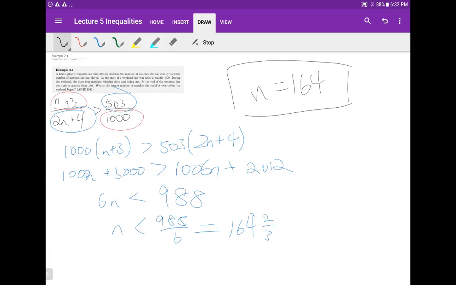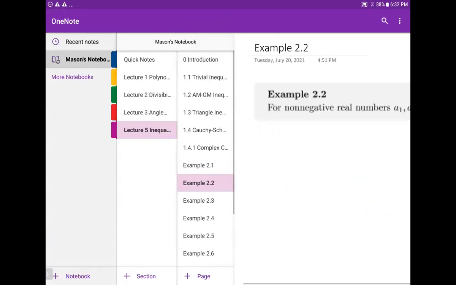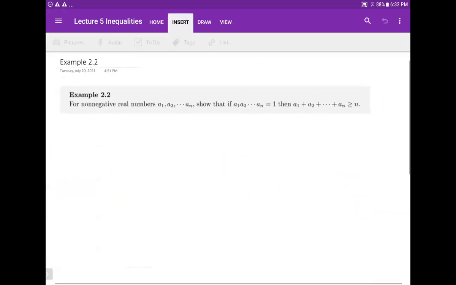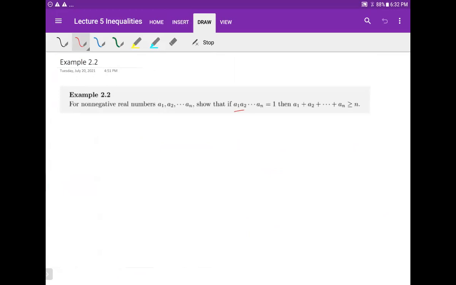All right, so let's do the next example. For this example, we say for non-negative real numbers a sub 1 through a sub n, show that if the product of a sub 1 through a sub n is equal to 1, then the sum of these numbers is greater than or equal to n. Well, here we have the product, and here we have the sum, right? So this gives us a hint to use AMGM, right?